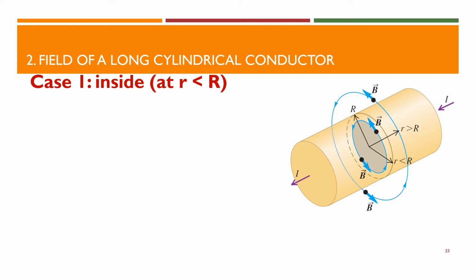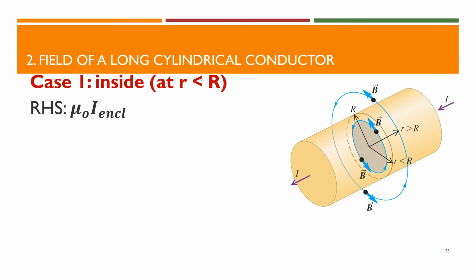So again, at r less than big R, this is the form of our right hand side, mu naught I enclosed. However, this I enclosed is no longer the I mentioned in the problem, since inside the Amperian loop that we considered, we did not cover the entire current I.